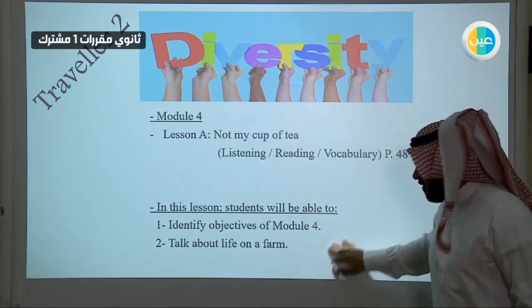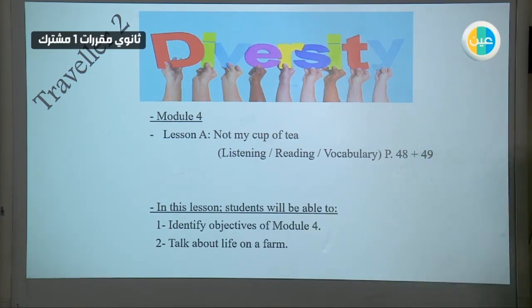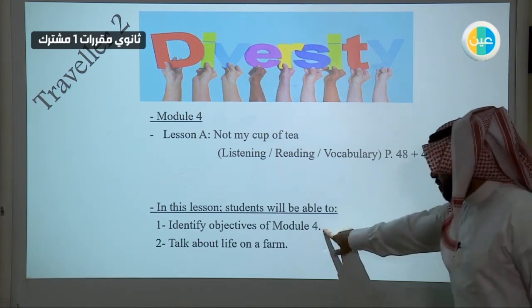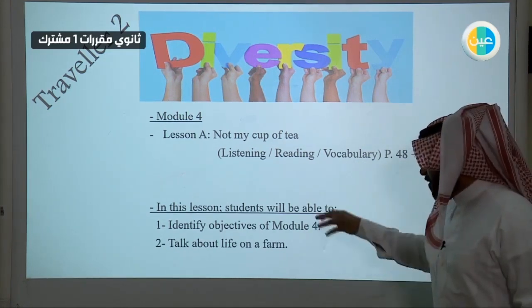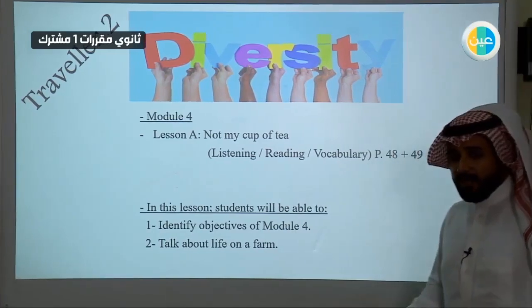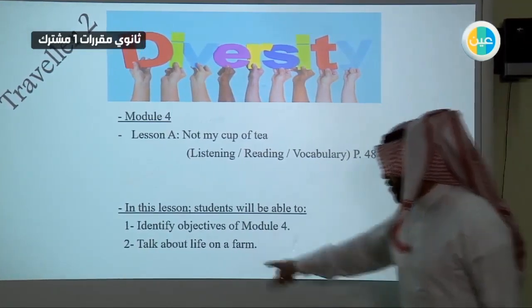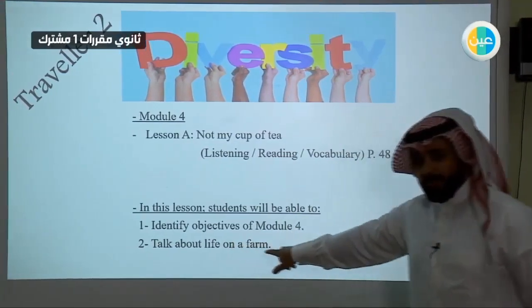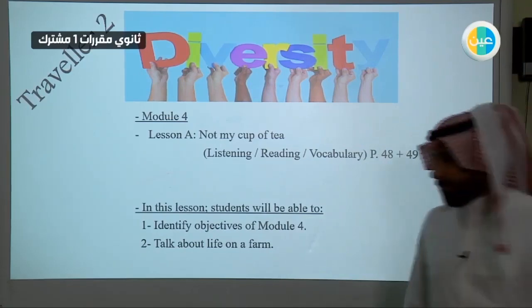These are the objectives of our lesson today. The first one, to identify objectives of module number 4. To know the objectives, why we have this module. Number 2, talk about life on a farm. And we will take the meaning of a farm later.